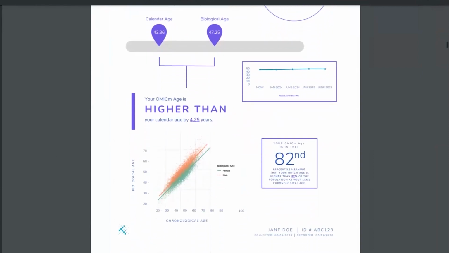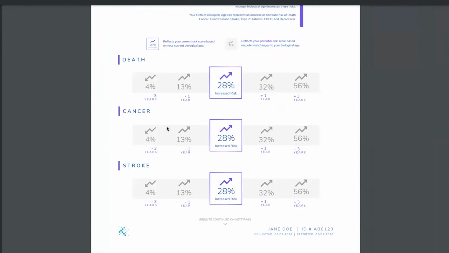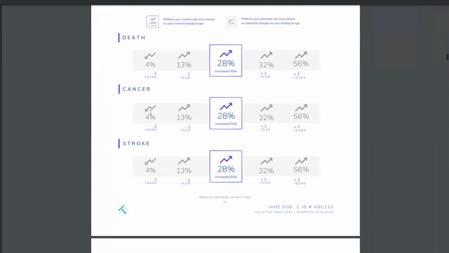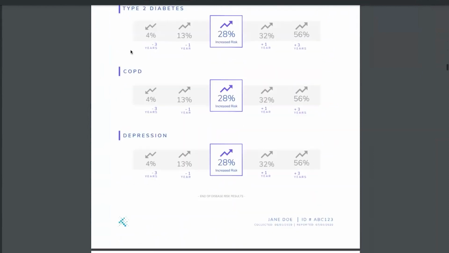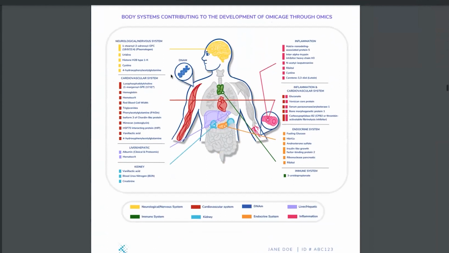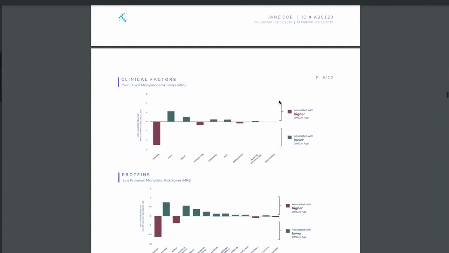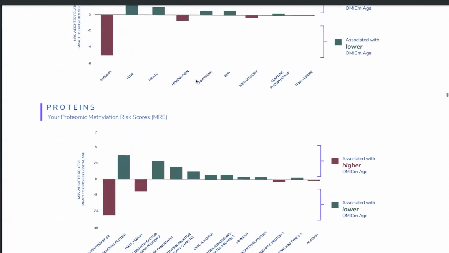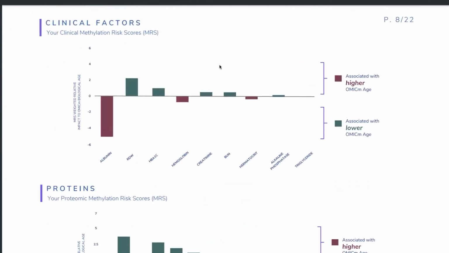It'll look a little bit like this, but then we'll also be able to tell you your relative risk of disease based on your current aging for death, cancer, stroke, heart disease, type 2 diabetes, COPD, and depression. We'll also be able to tell you what sort of systems are increasing your aging the most. So, how is your cardiovascular system, inflammation, endocrine, and we'll actually be able to tell you which is contributing the most to your aging.